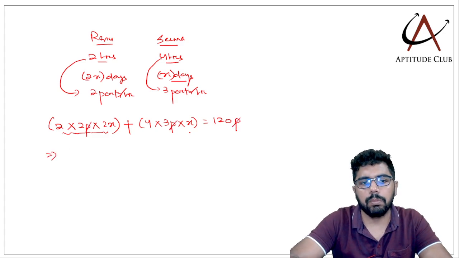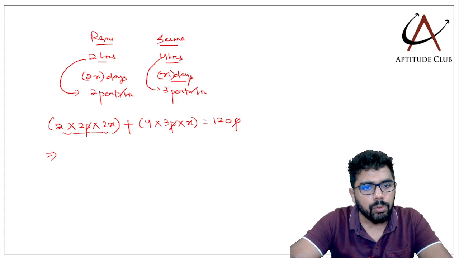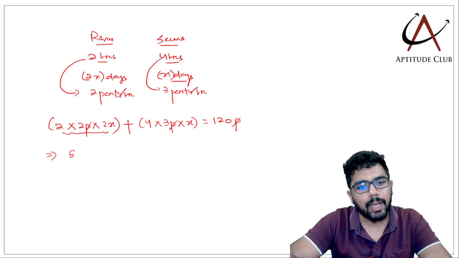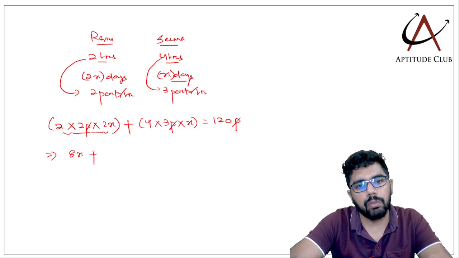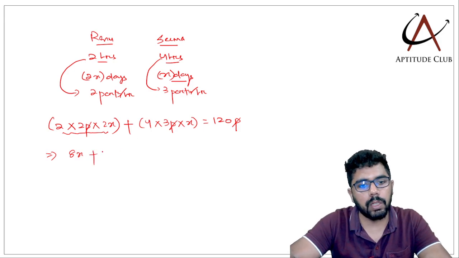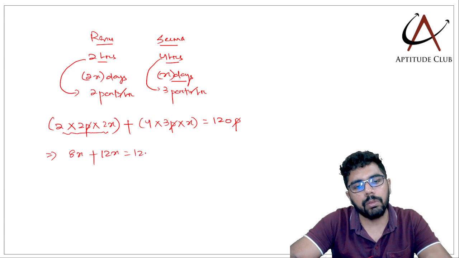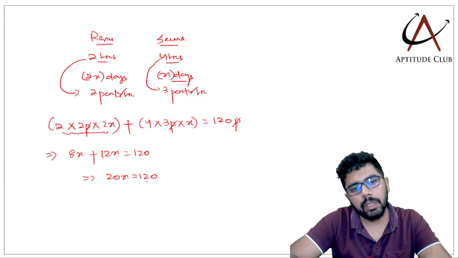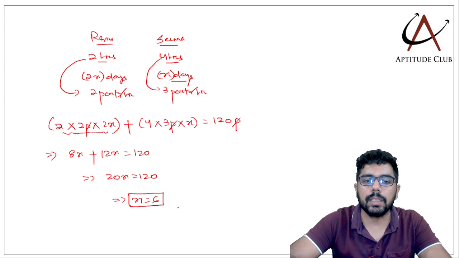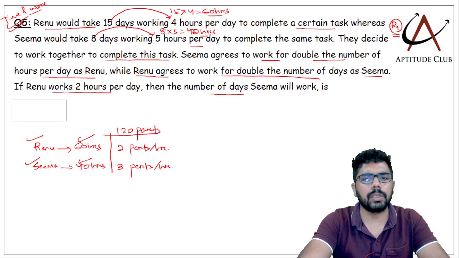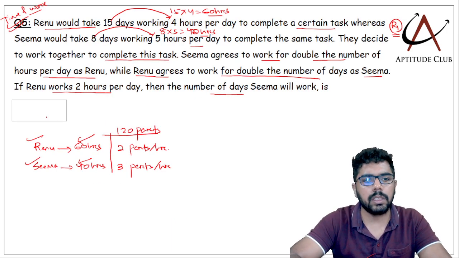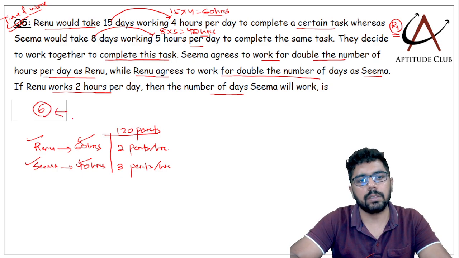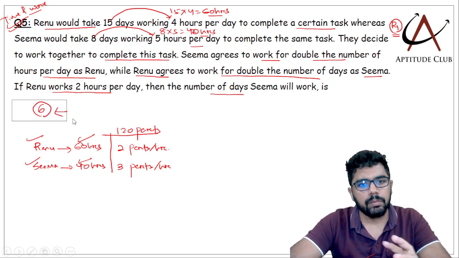So I can cancel out the common terms. So 2 into 2 into 2, I have 8x plus 4 into 3 into x, 12x is equal to 120. So 20x is equal to 120. That gives us x is equal to 6. What was x? x is the number of days that Seema is working. That is what the question was asking. The number of days that Seema will work. So that is 6. Easy.